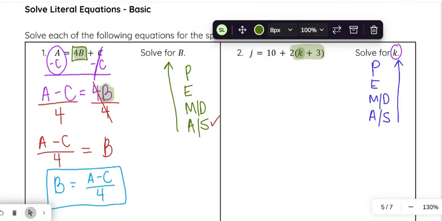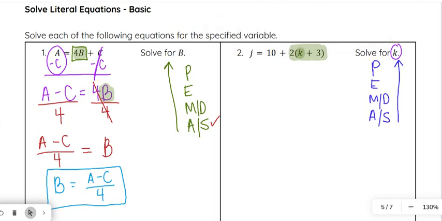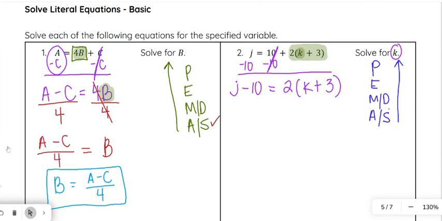And in order to do that, we're going to have to start by getting the 2 with the parentheses isolated first. So in order to do that, we're going to have to get rid of this 10 that's being added to that 2 times K plus 3. And that will satisfy this addition and subtraction piece down here that we're looking at. So we're going to subtract 10 from both sides because 10 is positive. So we're going to subtract 10 to get rid of that 10 on the right side. J minus 10 equals 2 times K plus 3 is our next line of work. Now, we can't actually put the J minus 10 together because one has a J, one doesn't. So they're not like terms.